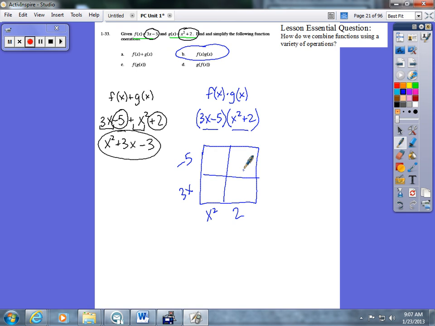And this is an area model, so I'm calculating length times width of each. So x squared times 3x is 3x cubed. x squared times negative 5 is negative 5x squared. 2 times 3x is 6x. 2 times negative 5 is negative 10. Like terms, there are none. So my final answer here would be 3x cubed minus 5x squared plus 6x minus 10.